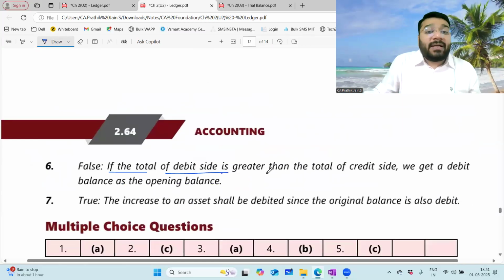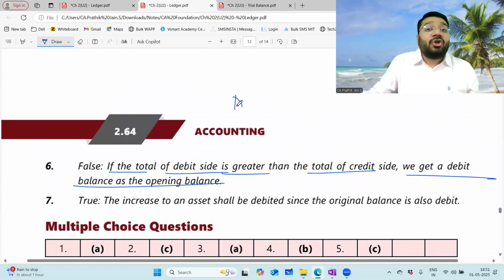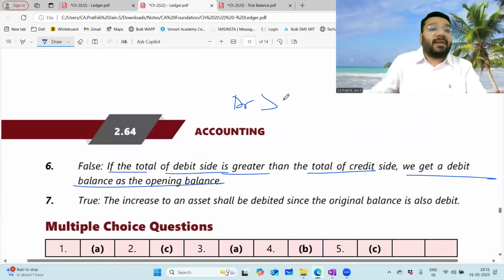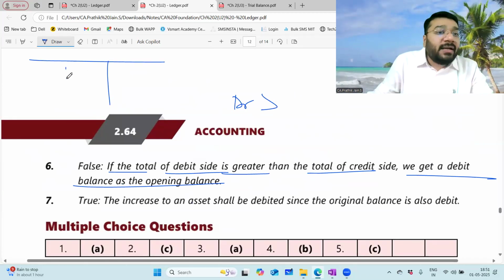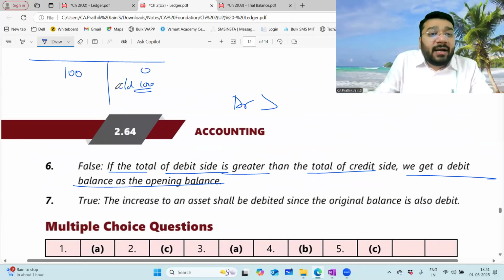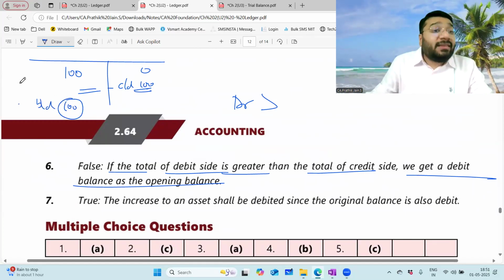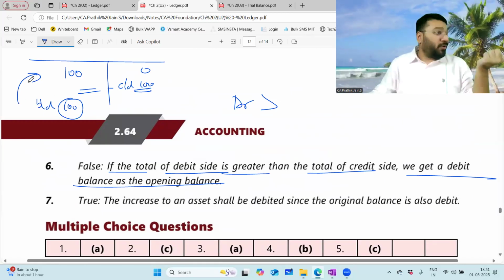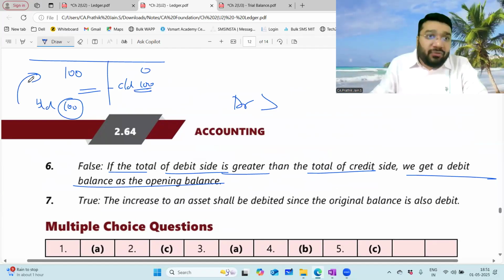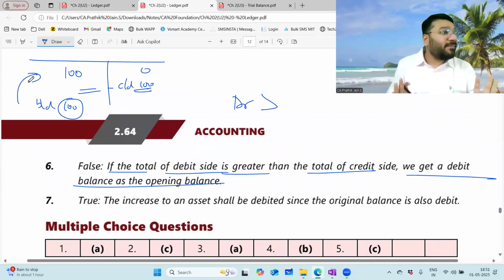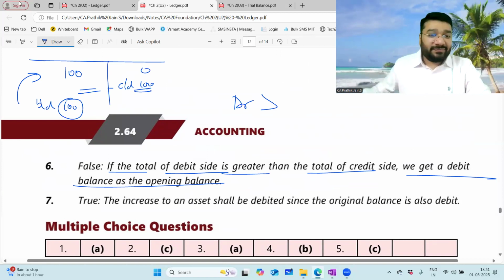If the total of the debit side is greater than the total of the credit side, we will obviously get a debit balance. So whichever side is more, that balance only will come. For example, in the cash account, if I record 100 on the debit side and 0 on the credit side, balance carried down is 100, brought down 100. So the brought down balance came on which side? That side where the balance is more. So in the exam, if you get confused, do a ledger simply and see. Then and there you'll get the answer.